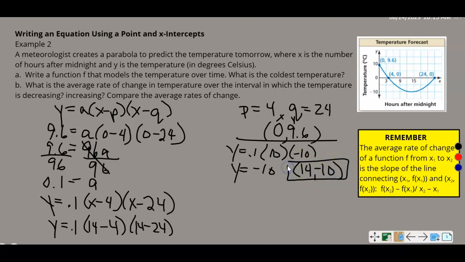That's our vertex. So we know the coldest, what is the coldest temperature? So it says hours after midnight is your x, that's your hours, and your temperature is your y value. So -10 degrees. So this one's going to be -10 degrees, and that's in Celsius.